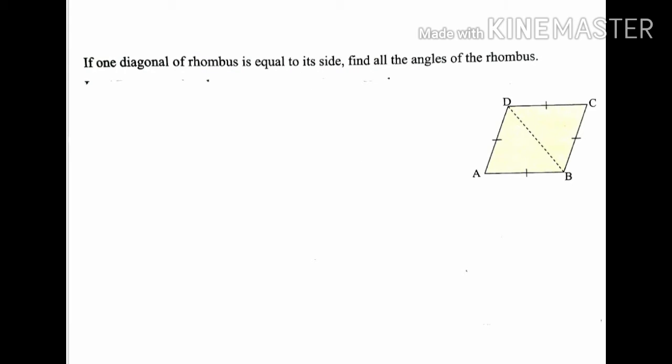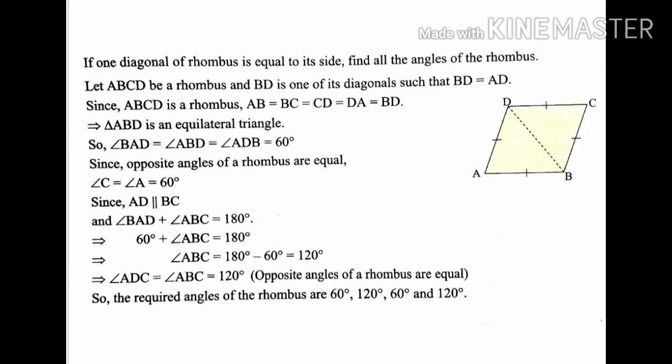So our next question is, if one diagonal of a rhombus is equal to its side, find all the angles of the rhombus. So if you look at the figure, there are 4 vertices A, B, C, D and one diagonal BD, and it shows that AB is equal to BC is equal to CD is equal to DA, because in a rhombus the measurements of all sides are equal to each other. So in this rhombus ABCD, if we consider that ABD is an equilateral triangle, you very well know that in an equilateral triangle the measurement of all angles is equal to 60 degrees.